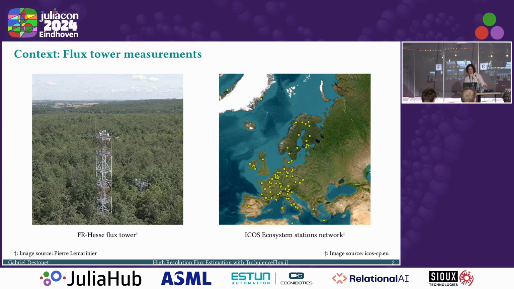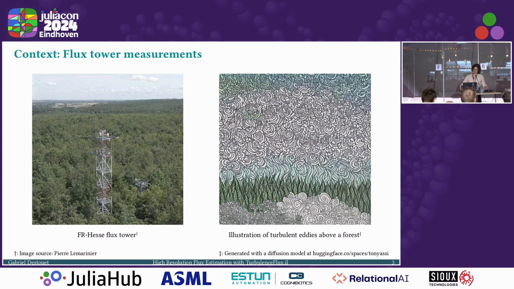process the measurements of this tower in order to understand how the upper atmosphere exchanges matter and energy with the ecosystem below. And this exchange is done by turbulence. So here I just asked a diffusion model to give me some illustration of the turbulence above ecosystems.